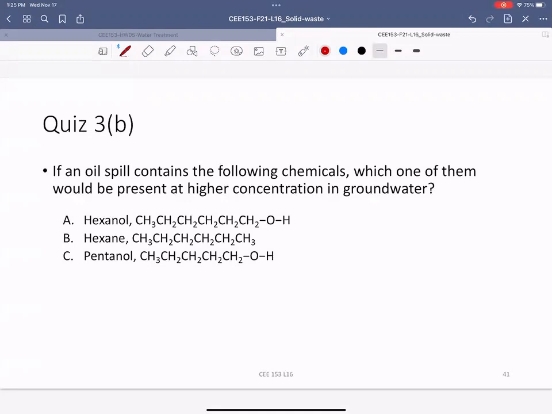Raise your hand if it is A. Raise your hand if it is B. Raise your hand if it is C. Okay, so the answer is actually C.